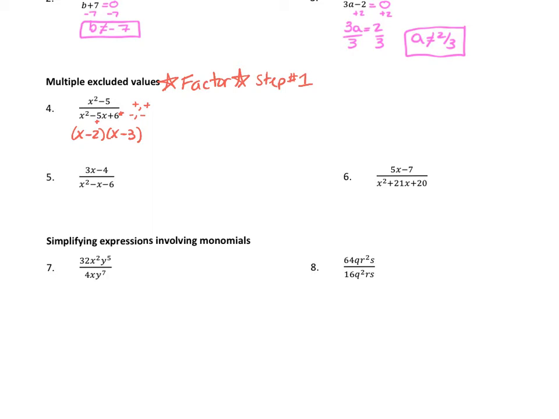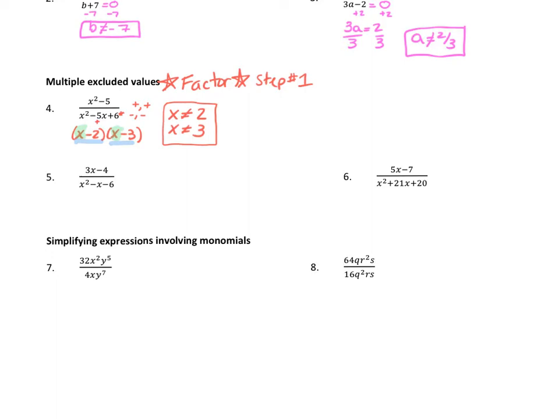Now, since I have 2 binomials in the denominator, I'm going to have 2 excluded values. So x cannot equal 2 and x cannot equal 3. Those would both be my excluded values because 2 would make this part 0 and 3 would make this part 0. So either part that would be 0 goes into my excluded values. This is an example of one that has 2 excluded values, and we would treat it the same for 5 and 6.